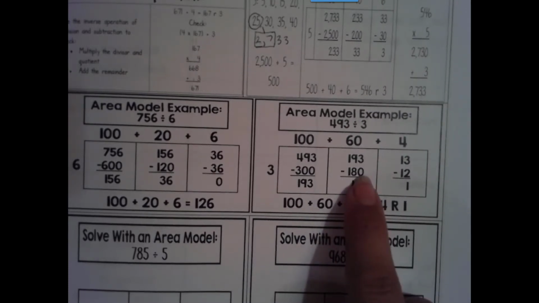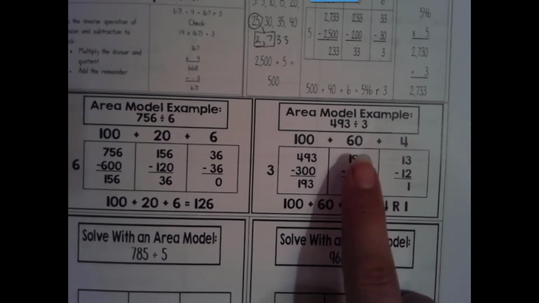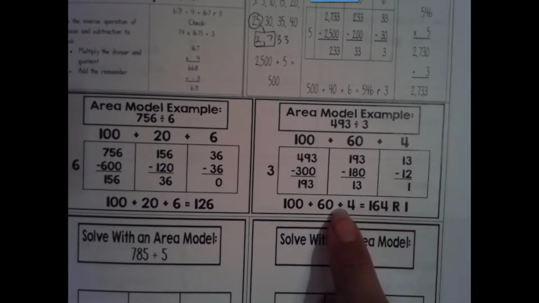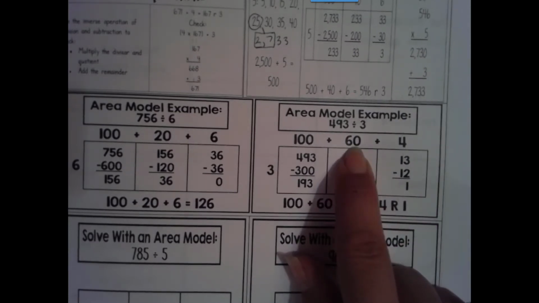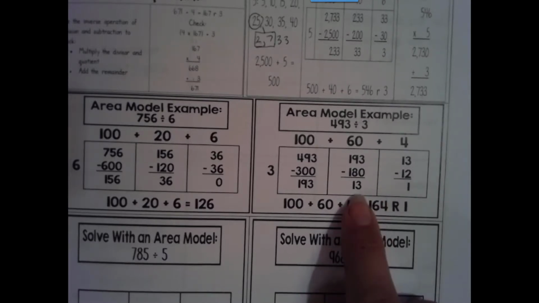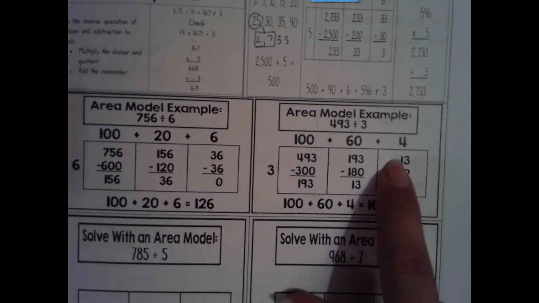Now 300 would be too big, so I could try 50, or I could try a number that is easy for me to multiply and keep doing that as I go down. For this example, I went with 60. 6 times 3 is 18. The placeholder moves it over a place. Subtract, I get 13. I can take groups of 3 out of 13, so I'm going to bring that up here.